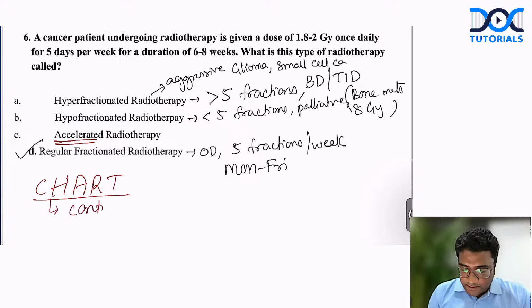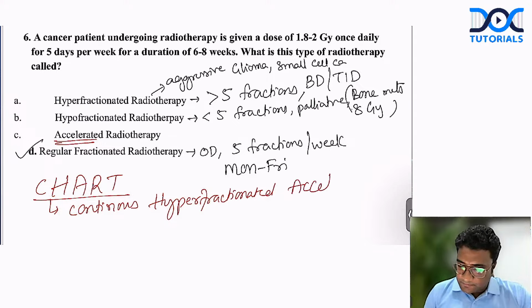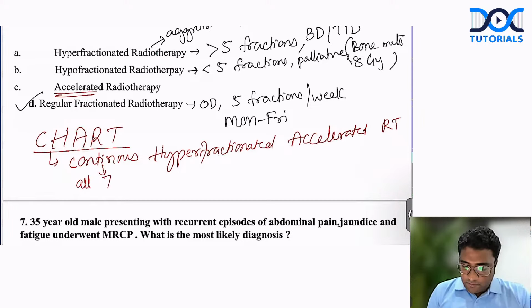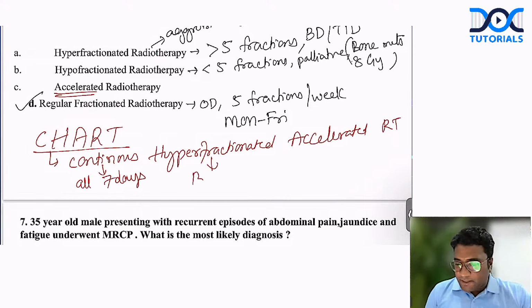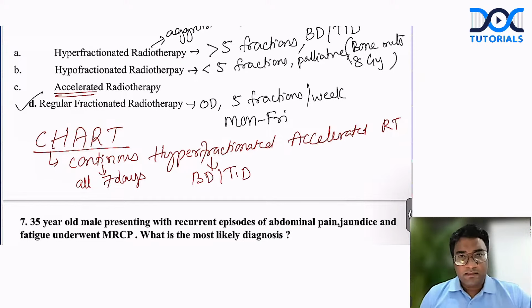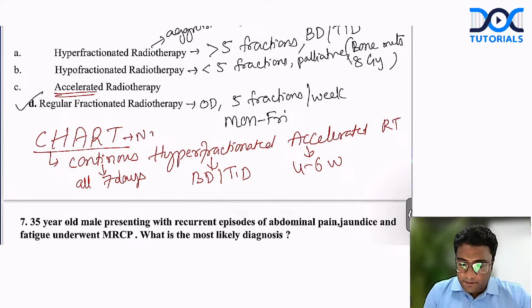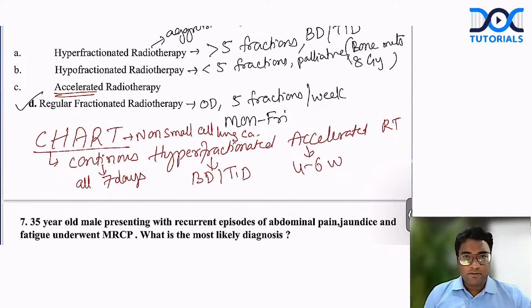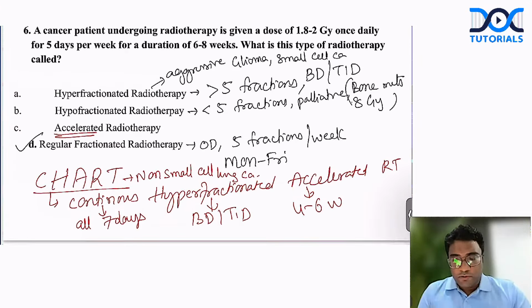What is CHART? Continuous hyperfractionated accelerated radiotherapy. In this, all 7 days we give, including Saturday, Sunday. Hyperfractionated is BD or TID doses, right? More than 5 fractions. Accelerated, where we complete within 4 to 6 weeks. This is CHART regimen, and this is used for non-small cell lung cancer.